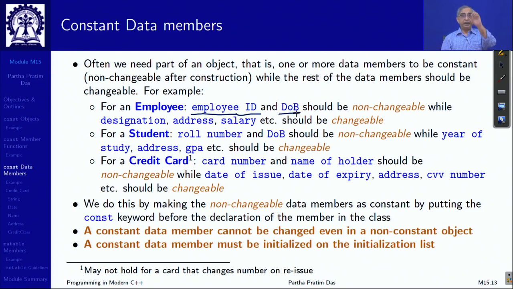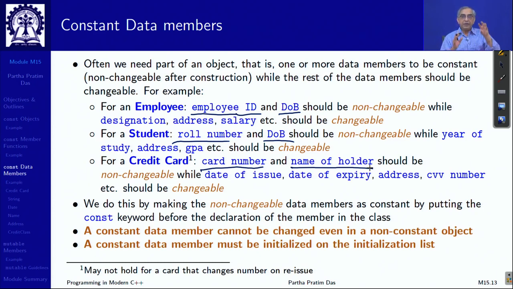So, once you have created them, they are fixed. Whereas the employee's designation, address, and salary could change. For a student, the roll number and date of birth will not change, but certainly address, GPA, and year of study will keep on changing. For a credit card, maybe the credit card number and name of the holder should not change, but others can change. Okay? So, it is not enough to be able to just define an entire object as constant.